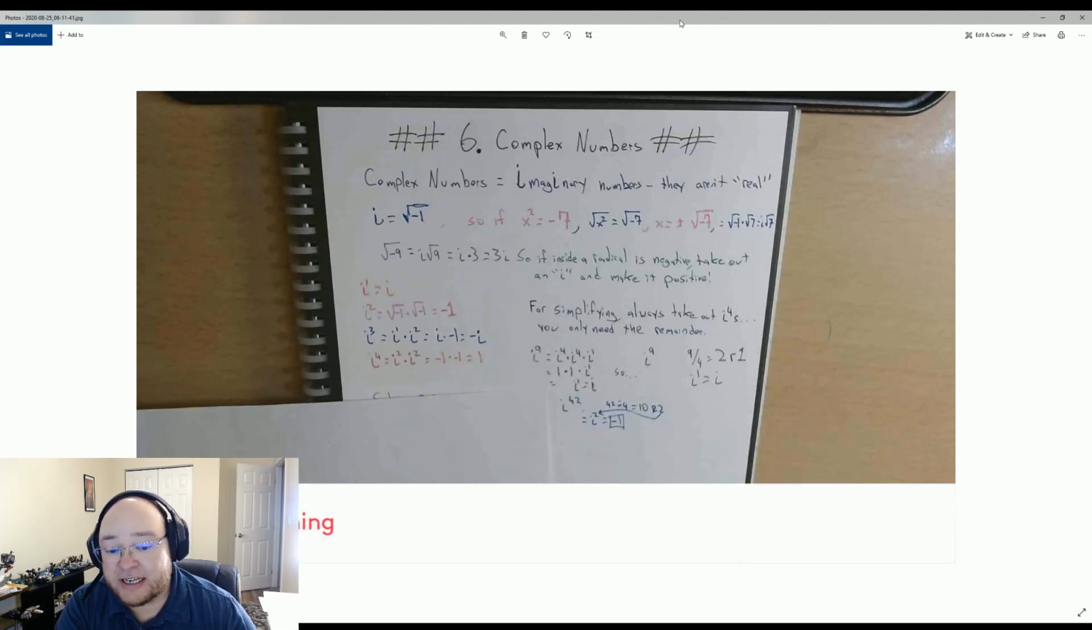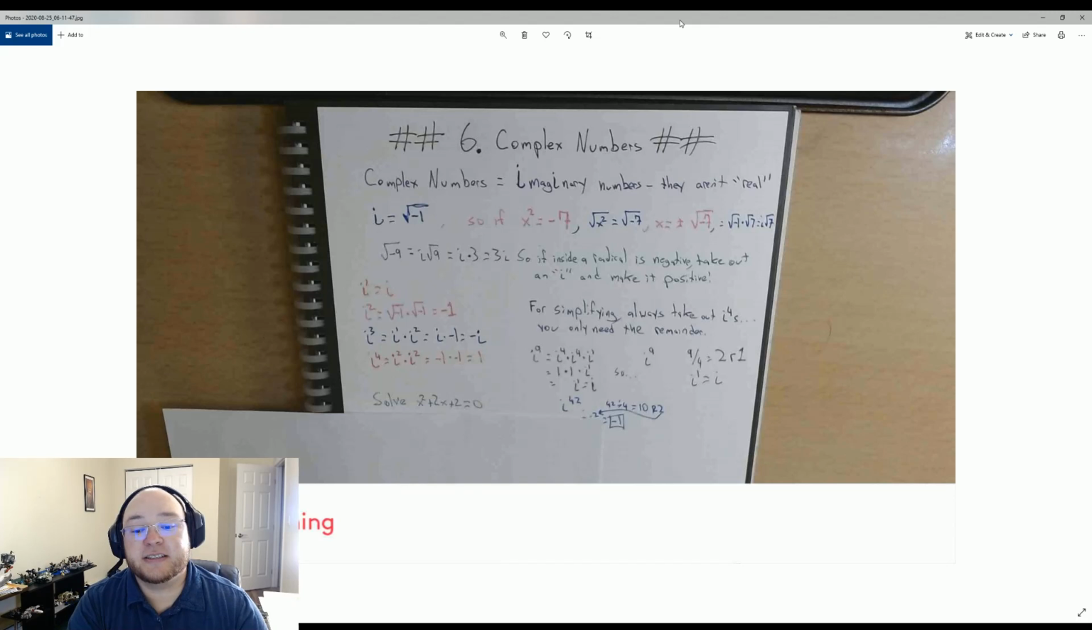So if you had i to the 42nd power, basically I would just do 42 divided by 4. You get 10 remainder 2, which means really you're just looking for i to the 2nd power, which if you've memorized is -1. What you guys are going to do with complex numbers mostly is when you're solving with the quadratic formula, it's going to come up.